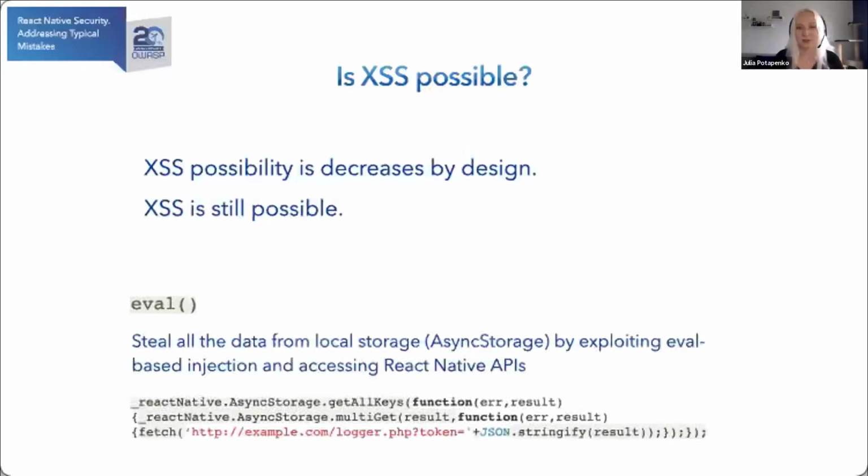It's a very trivial example, but there's still this eval function. And here is an example that if you use async storage, another library for storing data in mobile applications, you can pass these lines to the eval function, and these lines will take all the data from async storage and send it to this address. So yeah, that is possible.